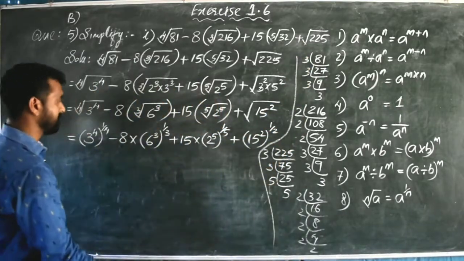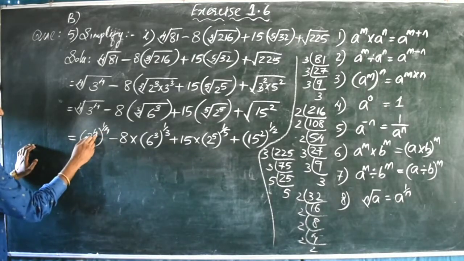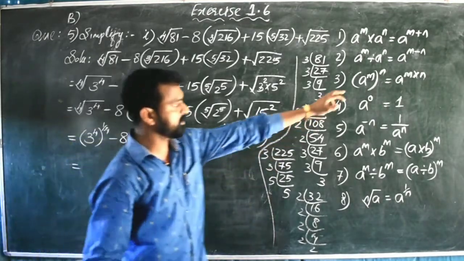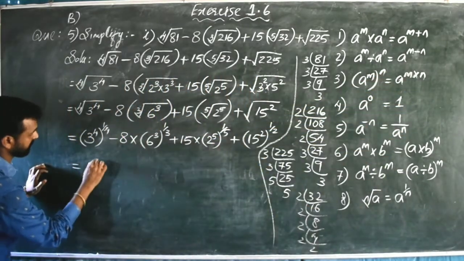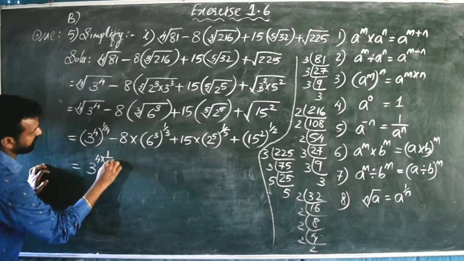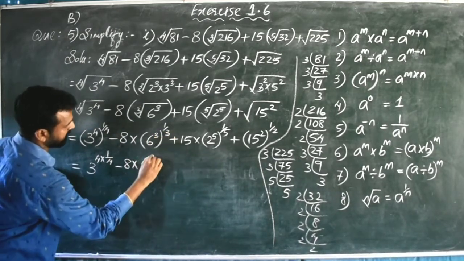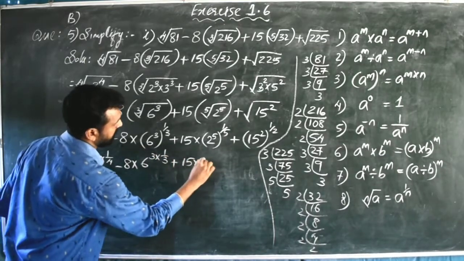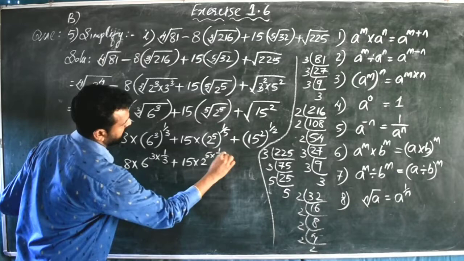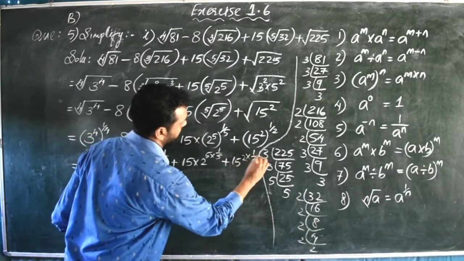Then that is equal to (3^4)^(1/4). It is of the form (a^m)^n, and (a^m)^n is equal to a^(m×n). So here it will come 3^(4×1/4) minus 8 into 6^(3×1/3) plus 15 into 2^(5×1/5) plus 15^(2×1/2).